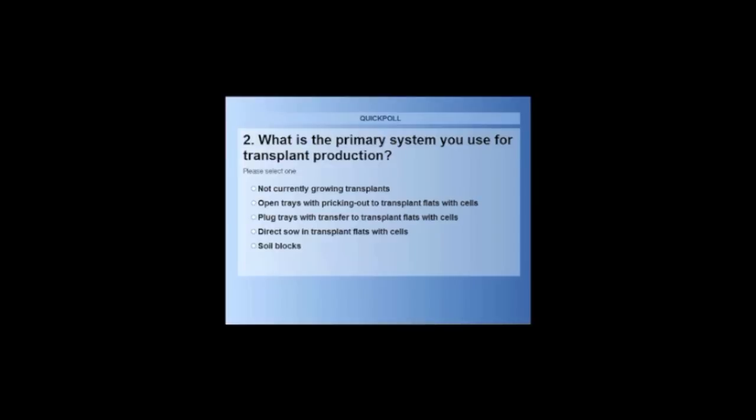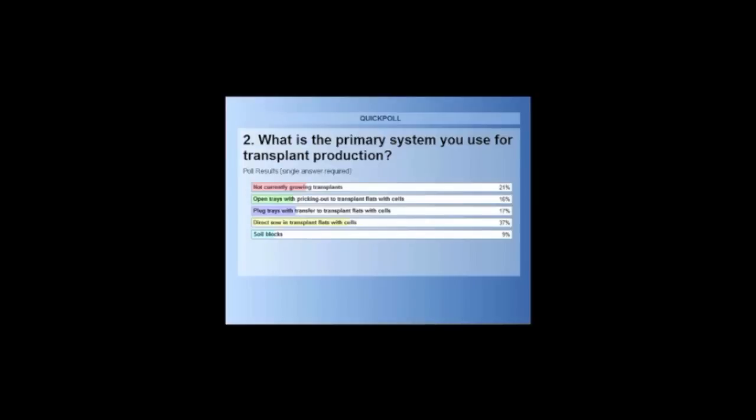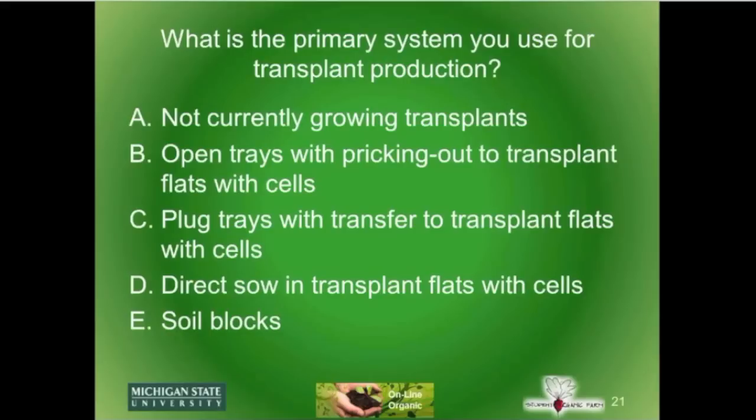Okay, so once we take a look at this, we're going to move on, right? So it looks like we've got a good spread that many of you are sowing directly in the transplant flats with cells. That would be roughly 40%. Only about 10% are doing soil blocks, which is a good number, and then about 30% are either using plug trays or direct transplanting. All right, so let's move on then.